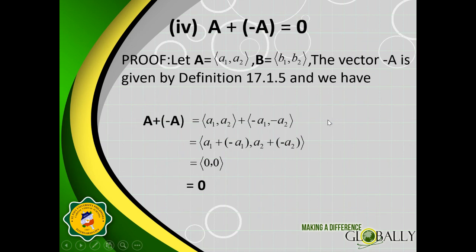Next, let A equals (A1, A2). The negative A is given by definition 17.15, and we have A plus negative A equals (A1, A2) plus (negative A1, negative A2) equals (0, 0). We also call it the 0 vector. This is the fourth one.